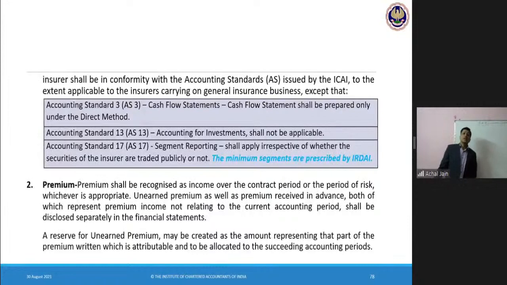Over here, AS13, that means accounting for investments, is not something which we apply. Means this shall not be applicable. And now you will be thinking, but sir, how do we say these are not applicable? This is coming from the requirements of IRDAI. If there is something which is specified by the Act, let's suppose the Companies Act says all the accounting standards are applicable to any company, and an insurance company is also a company, so all the accounting standards become applicable. Over and above this, IRDAI is specifying that all the accounting standards will become applicable, but AS13 will not be applicable. So what is required to be then followed? The requirements of IRDAI.